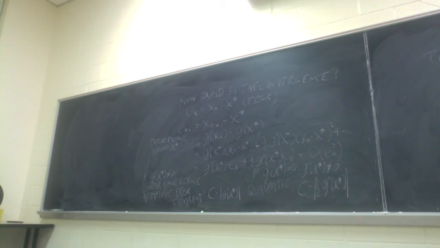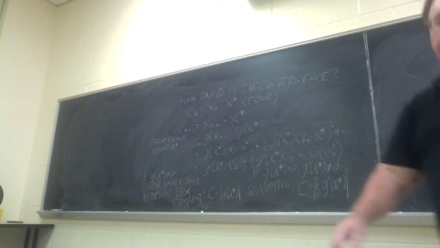Now, the last topic is how do we choose g to accelerate the convergence as much as we can. If it's going to be linear convergence, we'd like the C to be as small as possible. We would love for g prime to be 0, because then we can get quadratic convergence. So let's see what we can do.